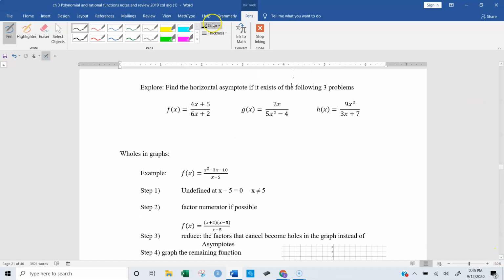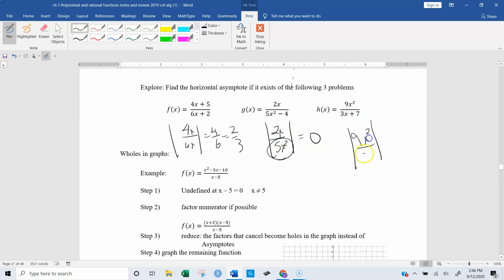Here we go. I want you to find the horizontal asymptote, so pause and do these. This one you should have had 4x over 6x, which is 4/6, which is 2/3. This one here, in your H, you would have put the 2x over the 5x squared. The x was in the denominator, so that equals 0. This one, you would have put the 9x squared over 3x, so the x is left in the numerator, so you would have put no horizontal. This is a slant asymptote.